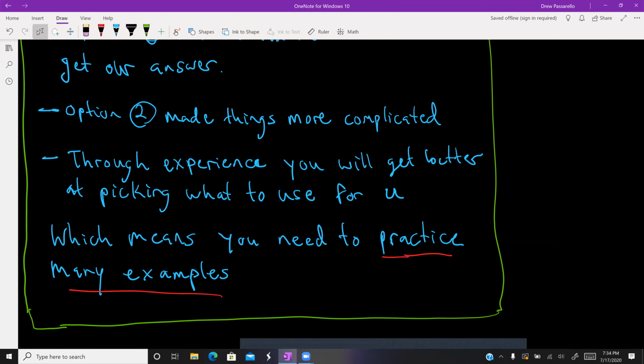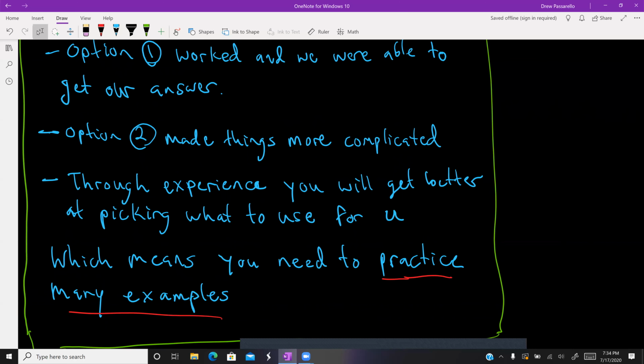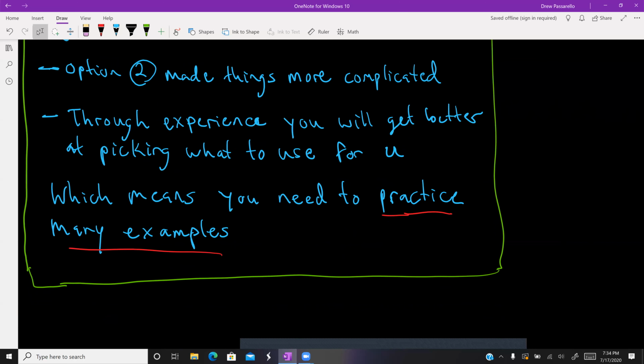All right, so that's the concept, and I demonstrated it using an example. The following videos are just going to be examples after examples, and I recommend writing out the examples while I'm doing it, and then maybe going back and reworking the problem without looking at the notes, and seeing if you can do the problem as far as what to pick for u.